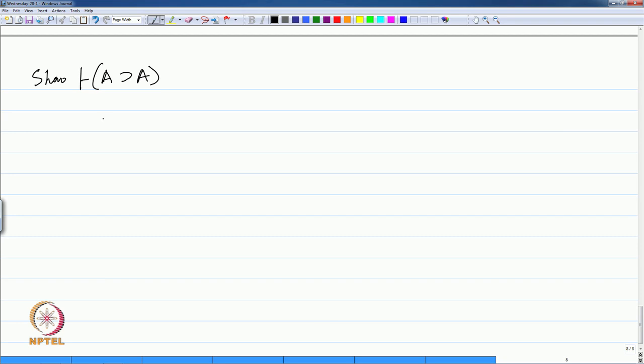But a more compelling reason for resorting to proof methods is the fact that truth tables do not carry forward to first order logic. You just cannot construct truth tables for first order logic. So, there we need a formal system essentially. So, here is a proof for A implies A.